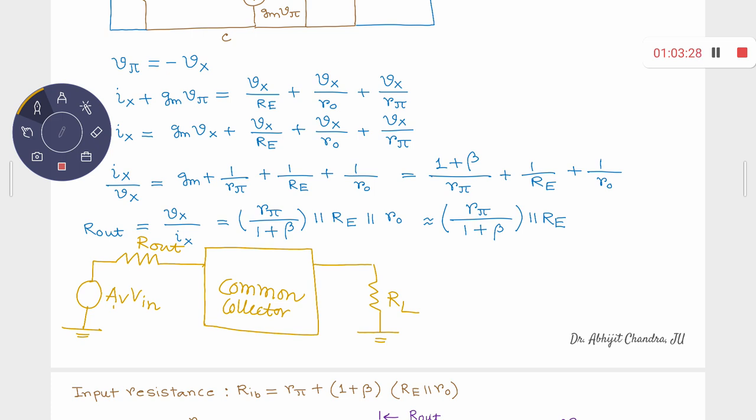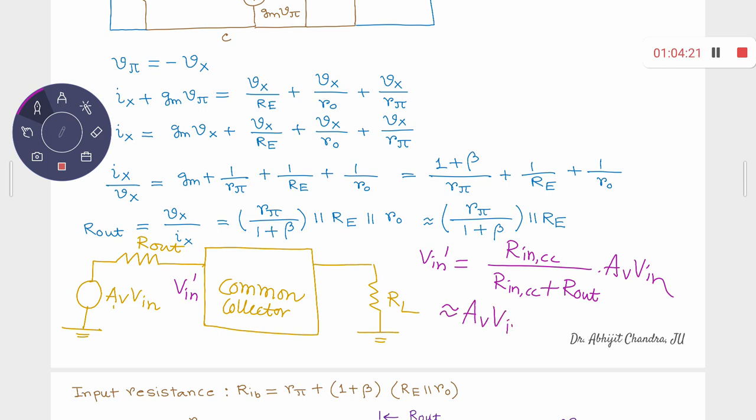So for the common collector, if I consider the input side, the input resistance was in the range of few hundreds of kilo-ohms. So the voltage that is developed at the input of the common collector, if I call this voltage Vin dashed, what is that Vin dashed? That Vin dashed is equal to R in of common collector divided by R in common collector plus R out, into this AV times Vin. That ratio is very close to unity, because this R in CC is much, much larger as compared to R out. So that is almost equal to Vin, right?